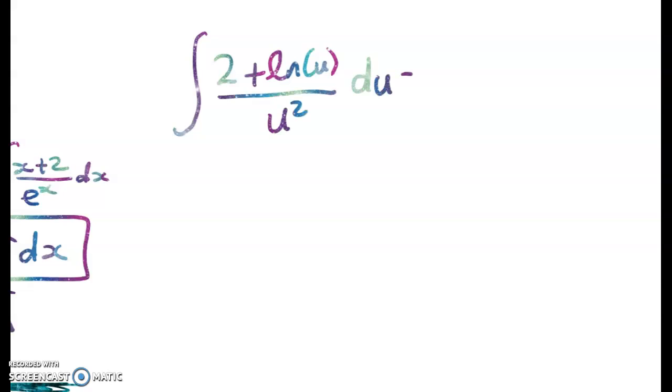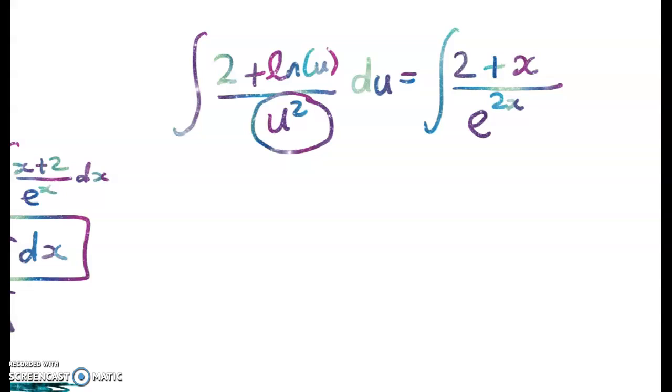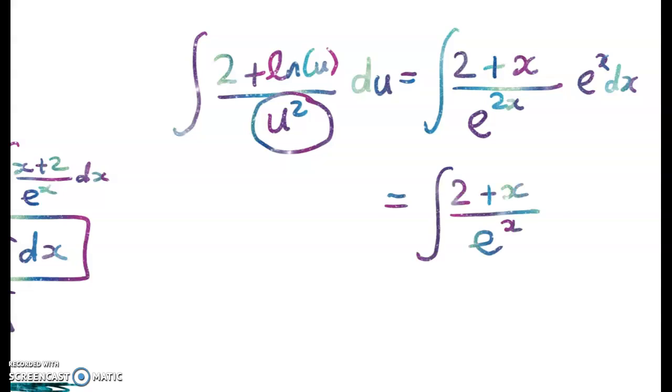So moving over to here, what have we got? Well, we're starting with this, 2 plus the log of u over u squared du. We change each bit. We've got 2 plus x over e to the 2x for the u squared, and then for du we've got e to the x dx. And because it's a show that question, you need to make sure you've got that much working in there. Okay, so here we go. That's the first bit done.